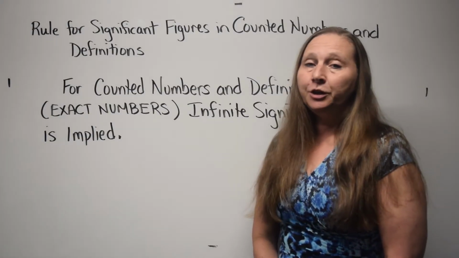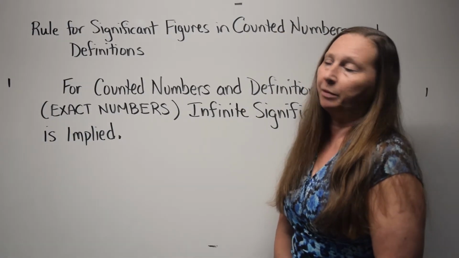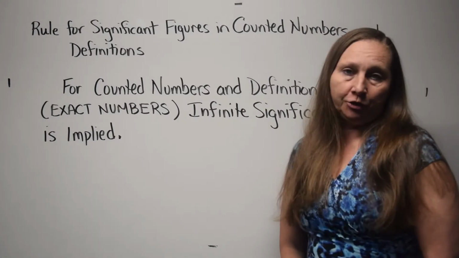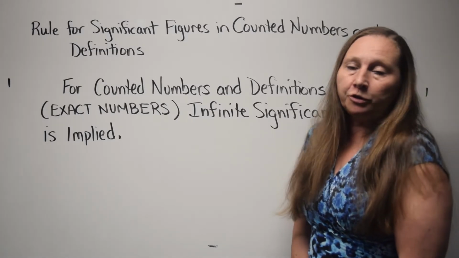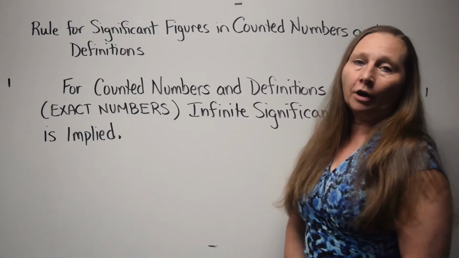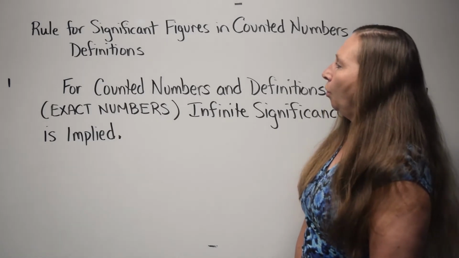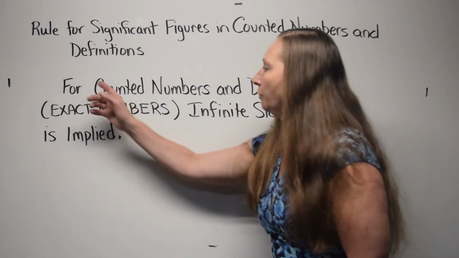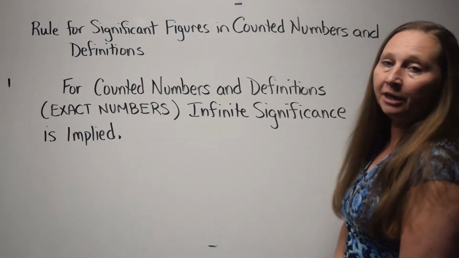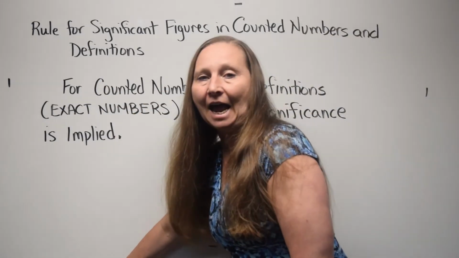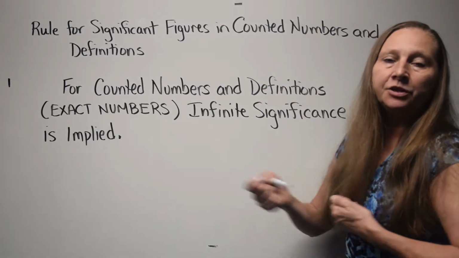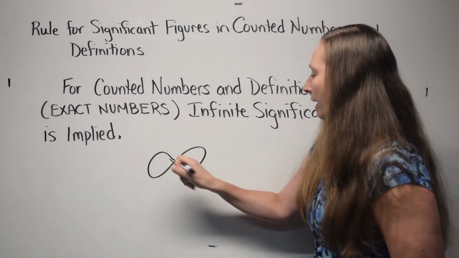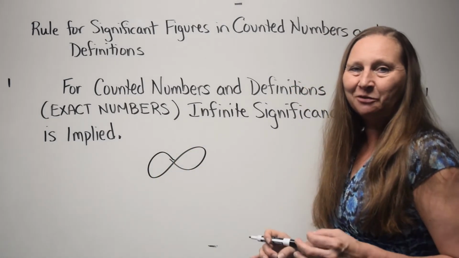Now, the last thing we need to talk about, and this is really simple, would be counted numbers and definitions. What's the rule for significance when you are counting objects or defining measurements? Counted numbers and definitions are also known as exact numbers. Infinite significance is implied. Again, infinity, an infinite number of significant figures.